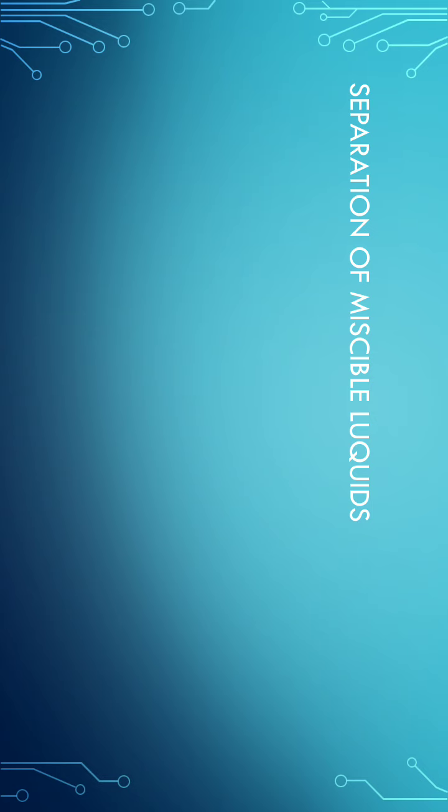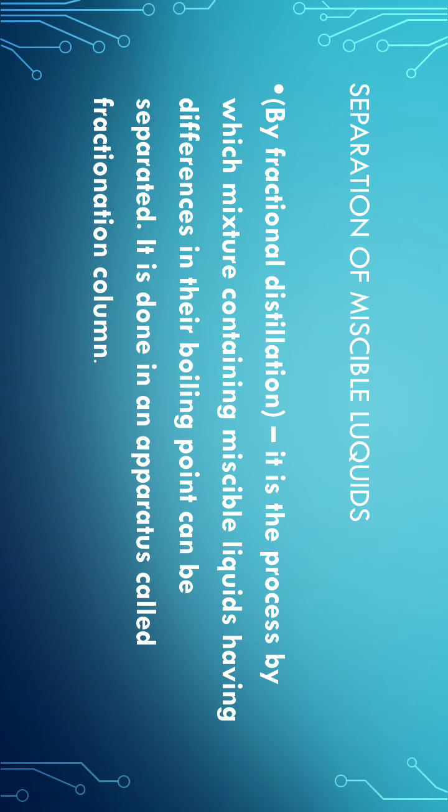Separation of miscible liquids is basically done by fractional distillation. You have already read about fractional distillation in the previous class, but still we need to know more about it. Fractional distillation is the process by which a mixture containing miscible liquids having differences in their boiling points can be separated, and it is done in an apparatus called a fractionating column.